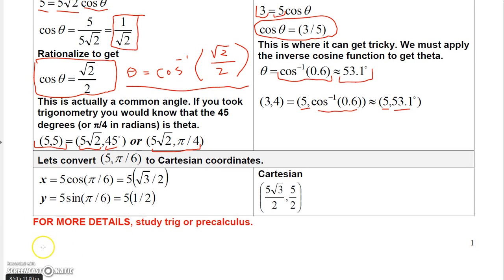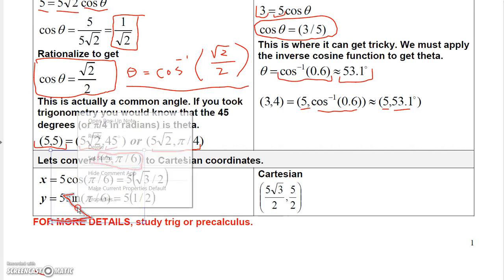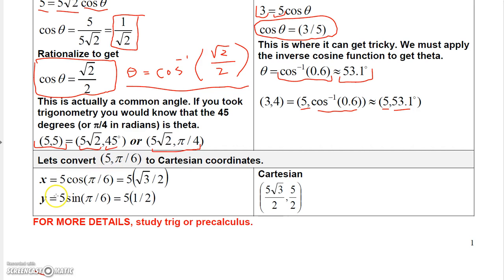So now, let's say you wanted to convert from polar coordinates to Cartesian coordinates. Then basically what we could do, let's say r is 5 and theta is pi over 6. Well, this is actually pretty easy. You just grab a calculator, and remember x is r cosine theta, so x would be 5 times cosine of pi over 6, which is 5 times square root of 3 over 2.